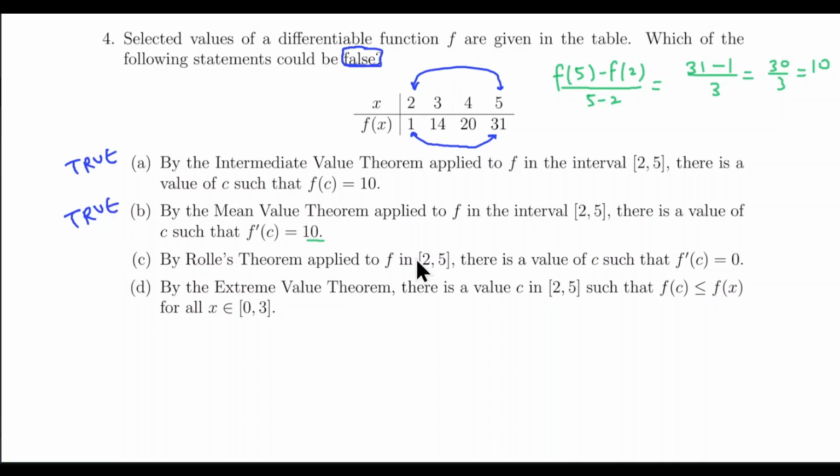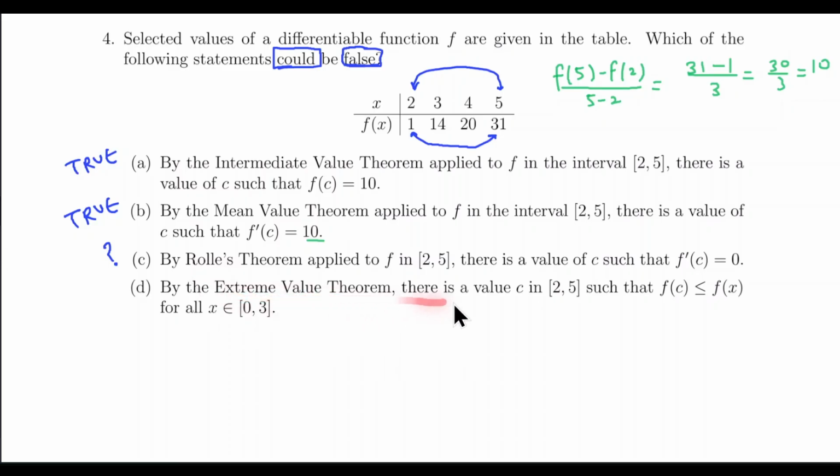By Rolle's theorem, in 2 to 5, there is a value of c such that f'(c) is 0. Really? Well, I don't really see any two values that are equal, at least over here. So I think this could be false because Rolle's theorem is only applicable when any two functional values are equal. I'm going to place a question mark here. Let's read the last one.